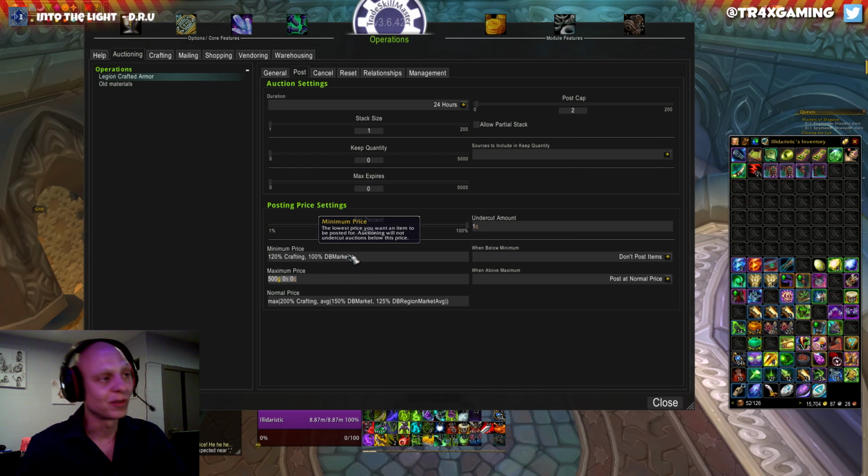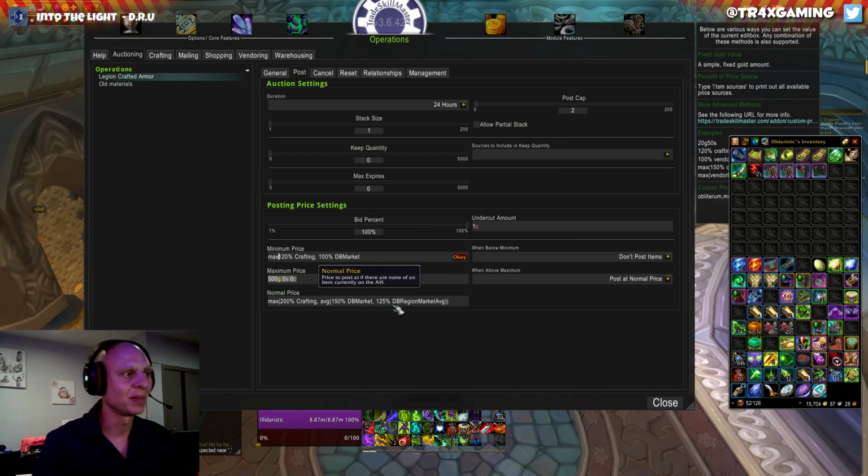I need this for minimum price as well. Because if the DB market will rise by any circumstances, and it's going higher than my normal price, I will not be able to post it because my posting scan will say invalid price for this item. So we're going to do the same thing. We're going to make maximum 120% crafting, and then an average again for 100% DB market, and then also a lower DB region market average for my minimum price. So we're going to go with 90%.